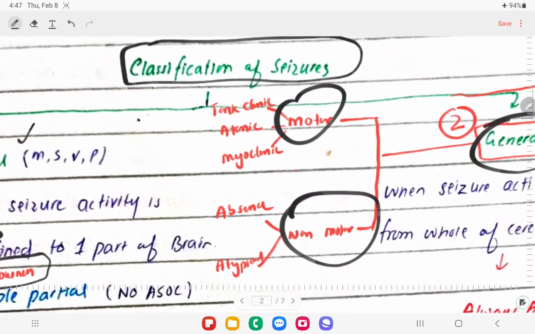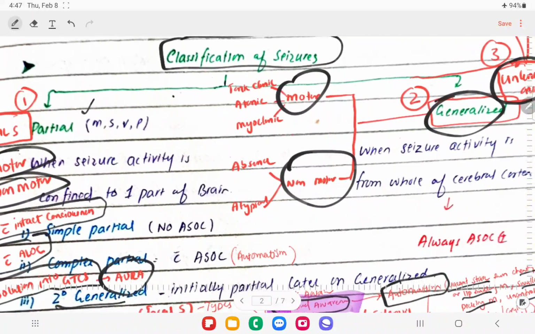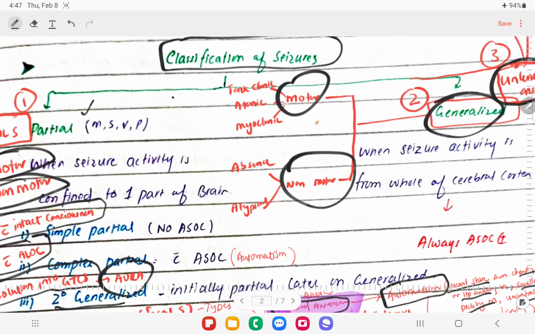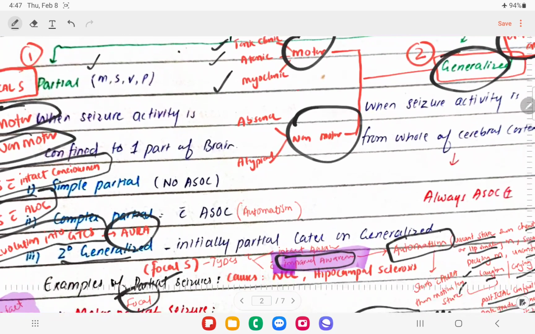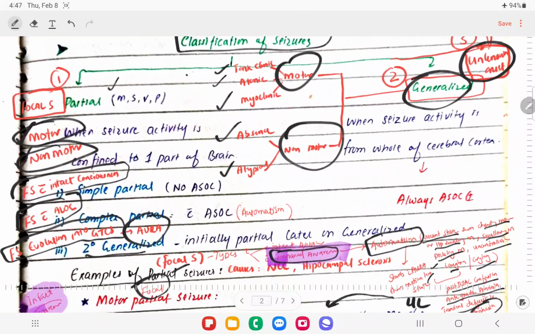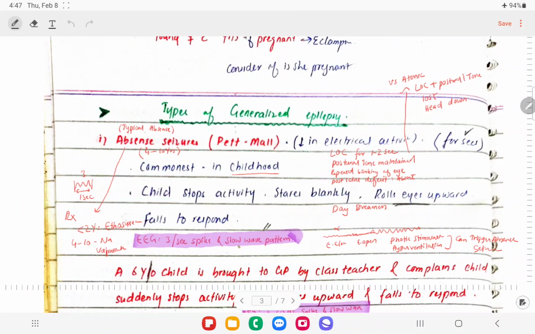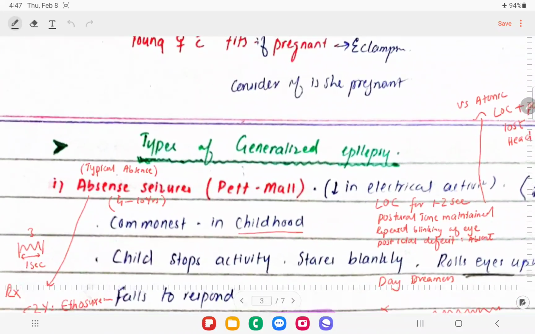So let's talk about generalized seizures. In generalized, we can again divide into motor and non-motor types. In motor types, we'll have tonic-clonic type, atonic type, and myoclonic type. In non-motor type, we'll have the typical absence seizure and atypical absence seizure. So let's move on to the next page and discuss the generalized types of seizures.